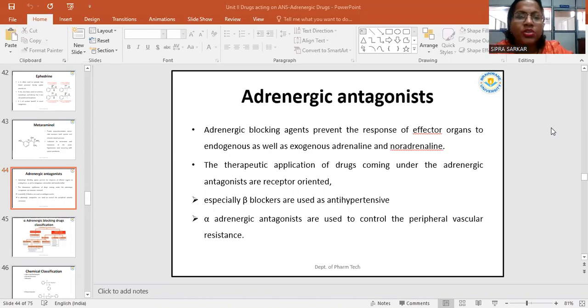I'm giving a revision of the chapter because in the adrenergic drugs, you have learned about the drugs which mimic the action of the adrenergic drugs or adrenergic hormones. Whenever the adrenergic hormones or adrenergic neurotransmitters are not required, they have to be antagonized. So, these drugs are known as the adrenergic antagonists.